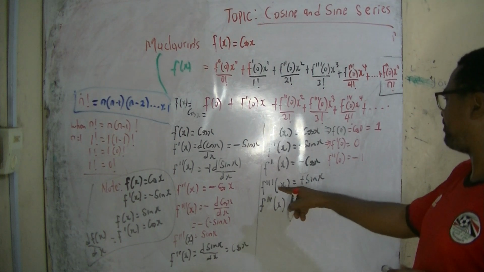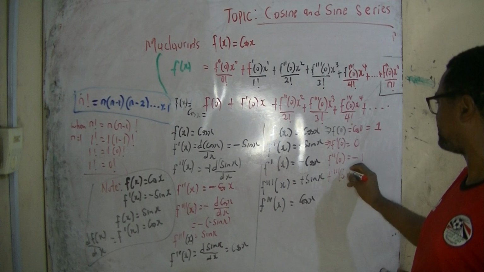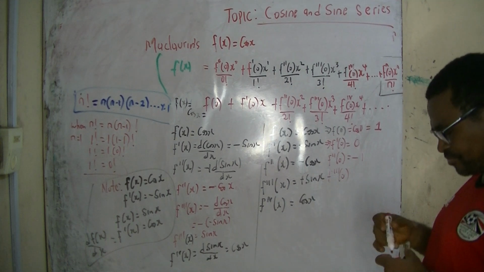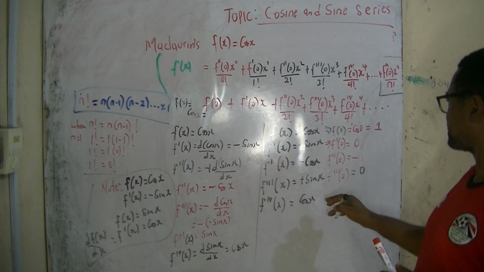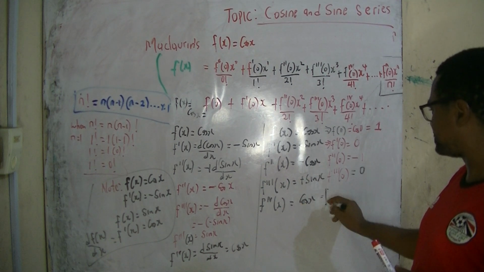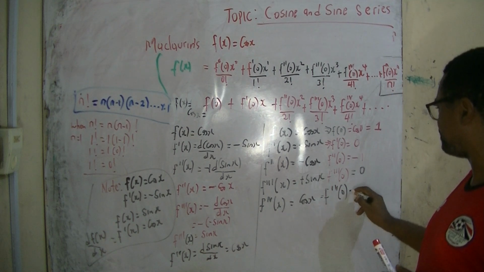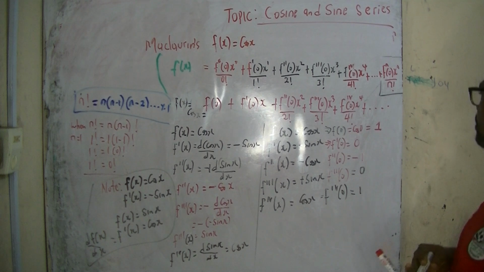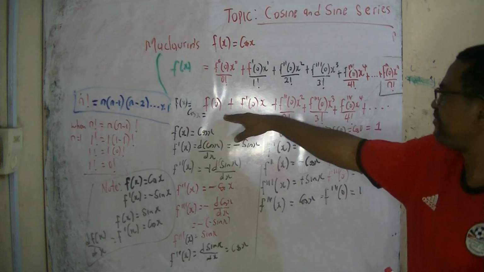Then the third derivative at 0, you know, sine 0 will give us 0, so everything will be 0 here too. Then for this place, the fourth derivative of 0 here is cos 0, which gives us a 1. So that means we are going to substitute these answers into what we have here.